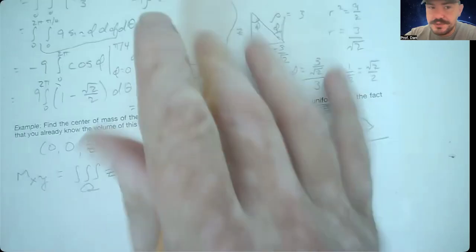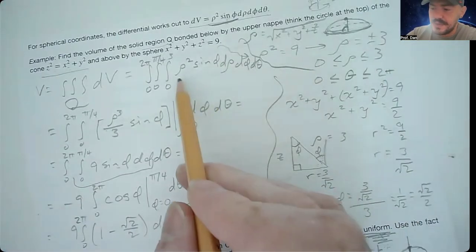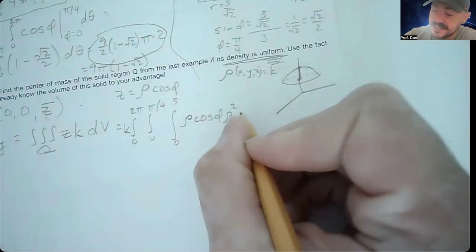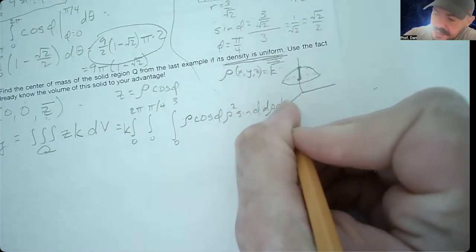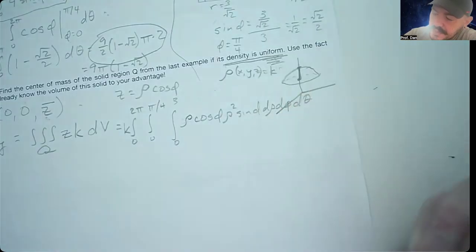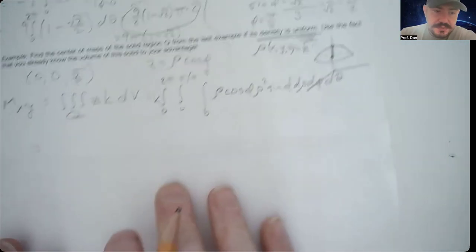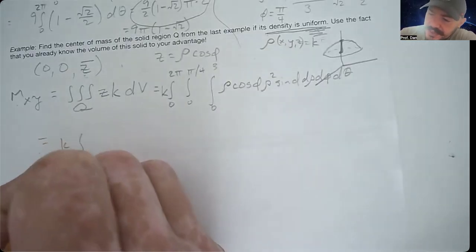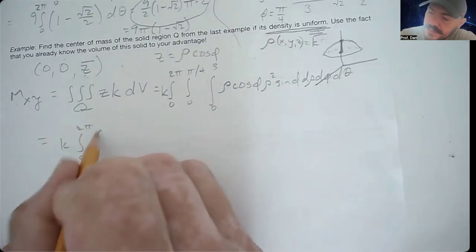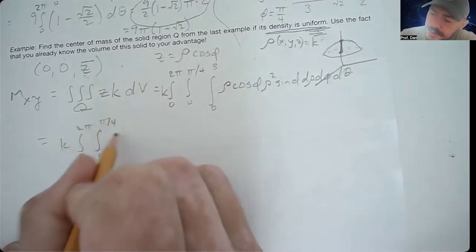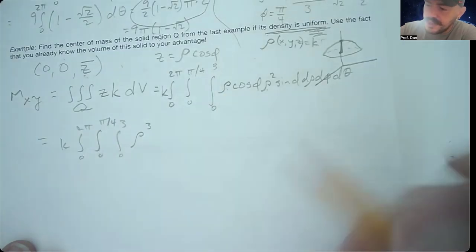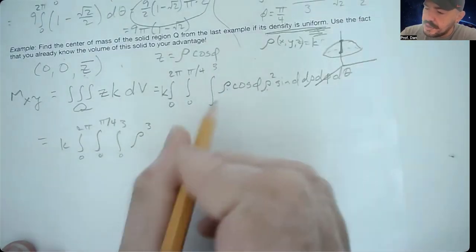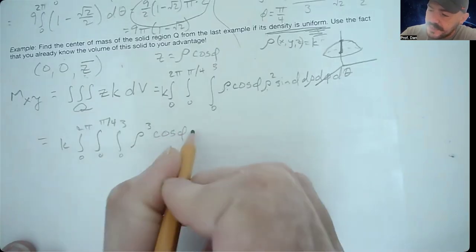And then we have our differential that we set up for this as well. So remember the rho squared sine phi cannot go anywhere, has to stay there. And then we have our differentials d rho, d phi, d theta. So if I were to simplify that, we would get k times the integral from 0 to 2 pi, integral from 0 to pi over 4, integral from 0 to 3 of rho cubed, right? Multiplying those, times cosine phi sine phi.